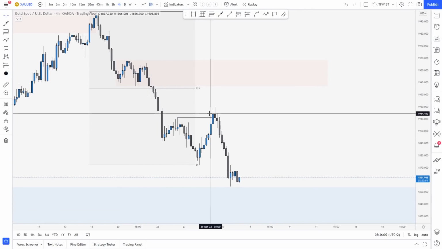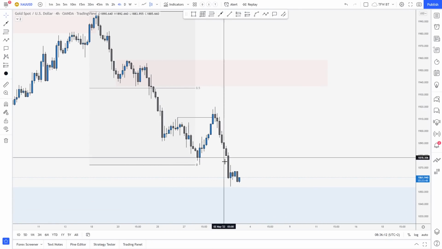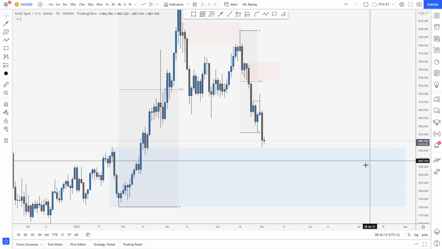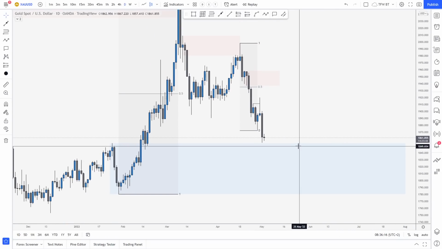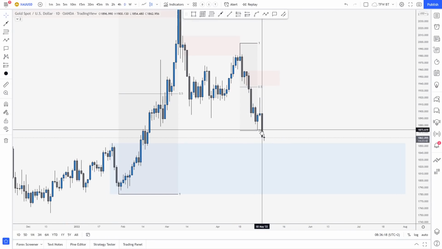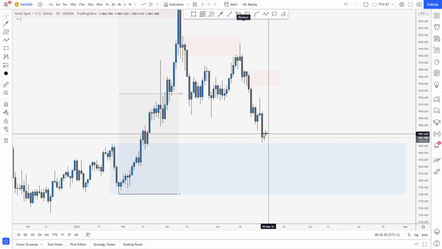So gold, when did gold open? Right there. So yeah, gold straight continues to the downside as expected towards this big zone right there. So 1850. So I am looking to see how it's gonna behave around the zone.